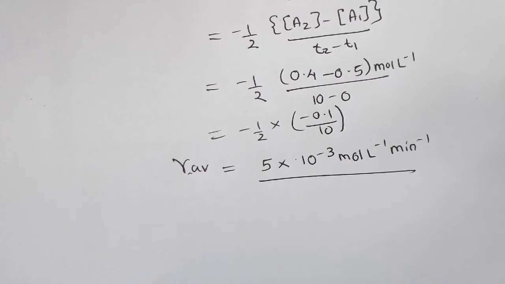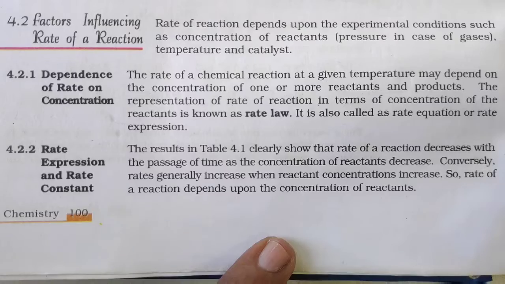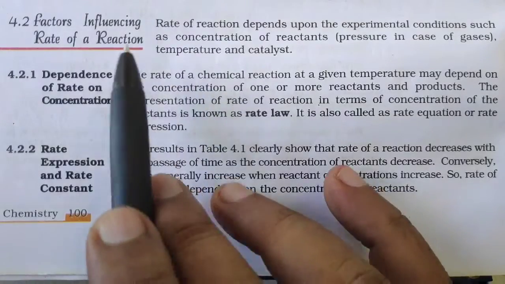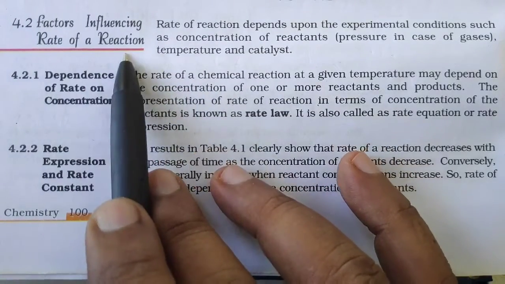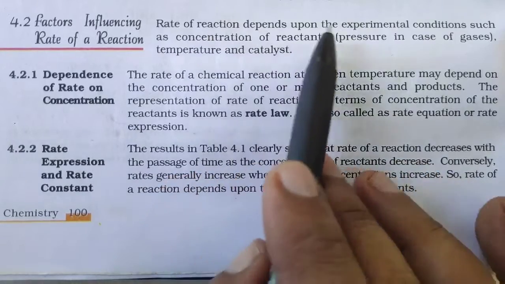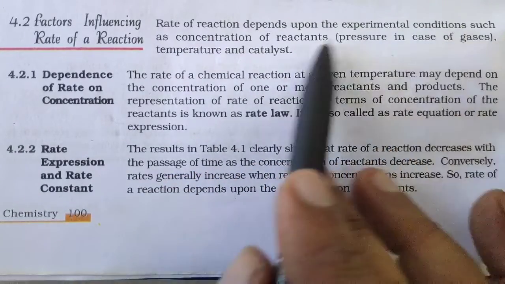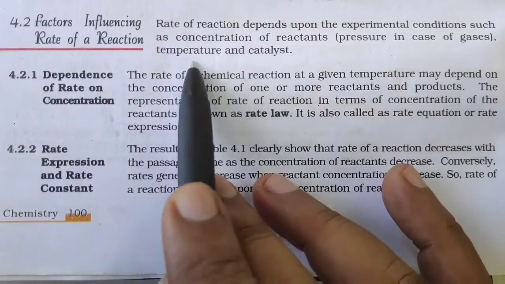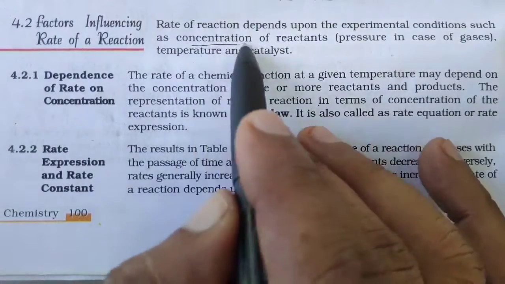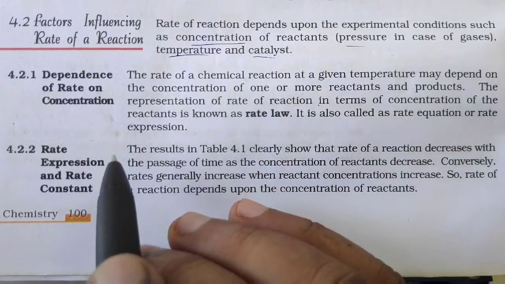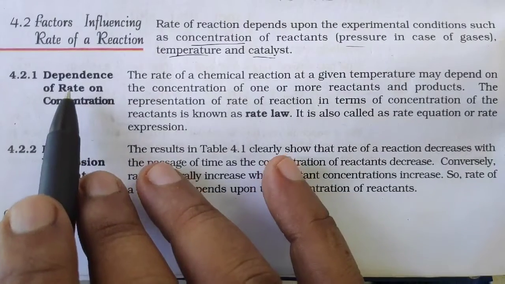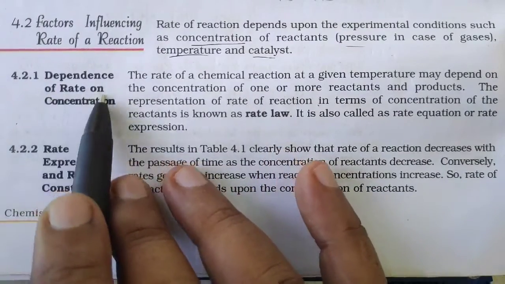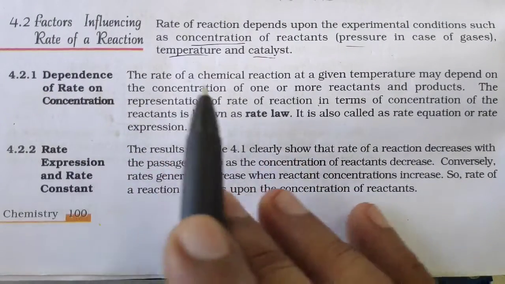4.2. Now the next topic is rate law, which we are going to discuss. We have already discussed the factors influencing the rate of reaction. That is, rate of reaction depends upon experimental conditions such as concentration of reactant, pressure in case of gas, and temperature and catalyst. Now the next topic is dependence of rate on concentration. Means how does it depend?